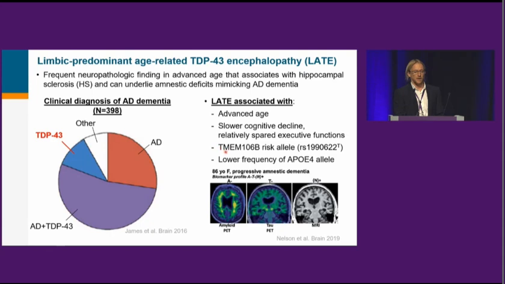It has also been linked to some specific genetic risk factors, such as the TMEM106B risk allele that had originally been identified in FTLD TDP-43. And it's associated with a lower frequency of the ApoE4 allele, at least when compared to AD dementia patients.